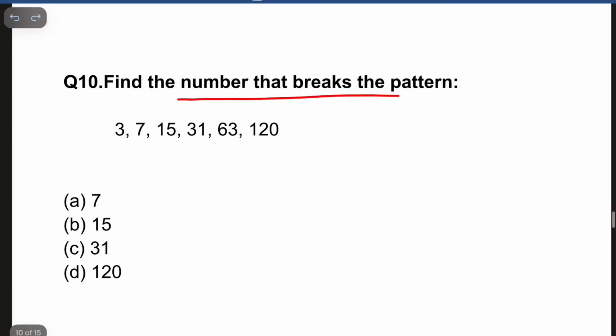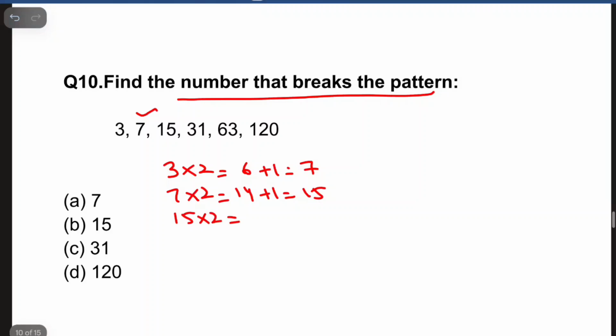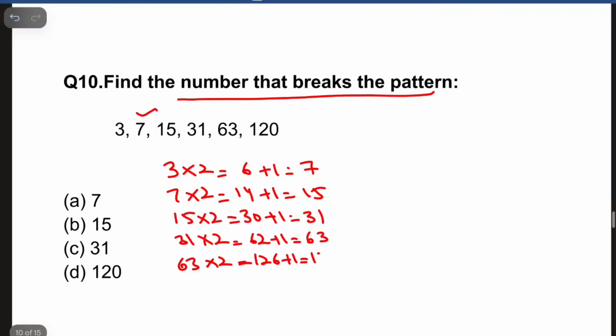Question number 10, find a number that breaks the pattern. We have 3, 7, 15, 31, 63, 120. So let us start with 3. 3 times 2 is 6. If we add 1, we get 7. Similarly, 7 times 2 is 14. If we add 1, we get 15. 15 times 2 is 30. If we add 1, we get 31. 31 times 2 is 62. If we add 1, we get 63. 63 times 2 is 126. If we add 1, we get 127. So 120 is the number that breaks the pattern. So option D is the correct answer.